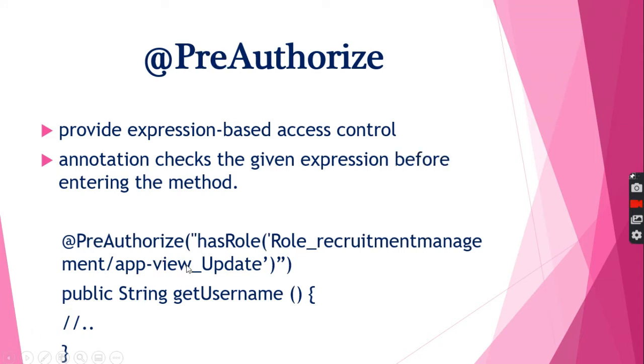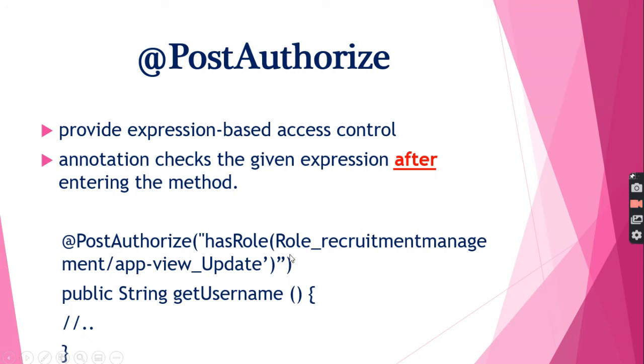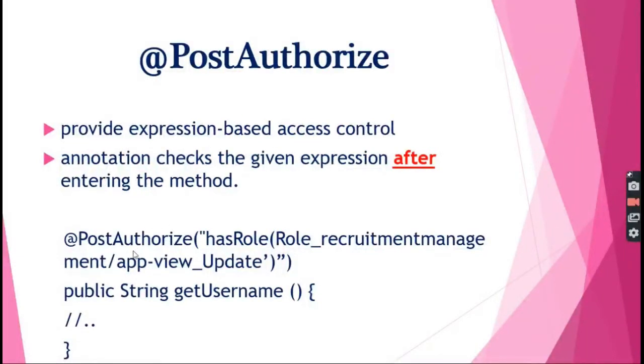Now if you go to PostAuthorize, there is a main difference, guys. With PreAuthorize, if the user doesn't have this authority, he can't go inside this method or access anything inside it. But if we use the PostAuthorize annotation, and let's say this user doesn't have this authority, basically this feature permission URL in our example, then the user can go inside this method and do whatever we have mentioned inside it, and finally it returns 401.